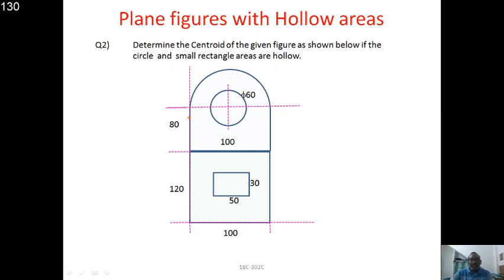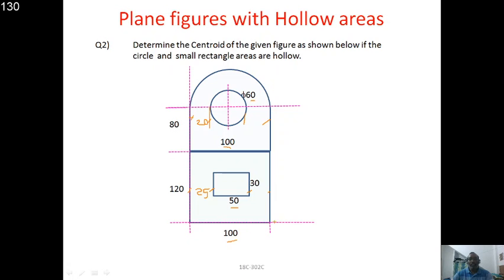So what is the distance from this point to this point? Being 100, it is 100 minus 60, 40. This 40 has been divided in both the areas here. Hence, this is 20 and this is also 20. So, this distance is 20. Alright. Similarly, what is the distance here for the rectangle? This is 100 and this one is 50. Therefore, 100 minus 50, 50. The 50 has been divided into these two portions. Hence, 50 by 2, this is 25.